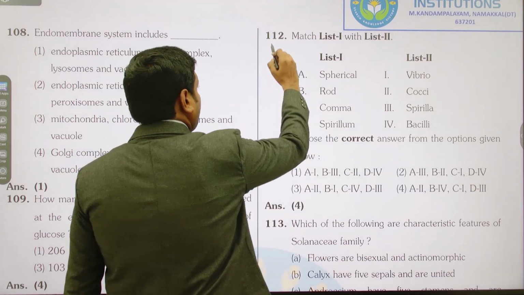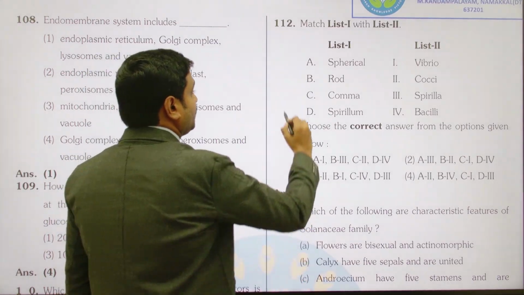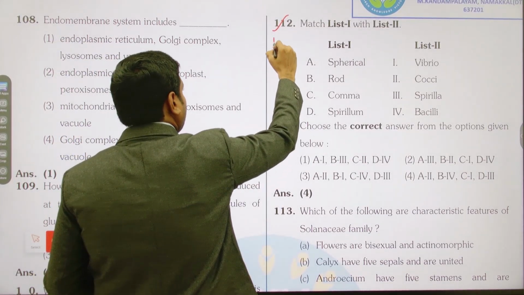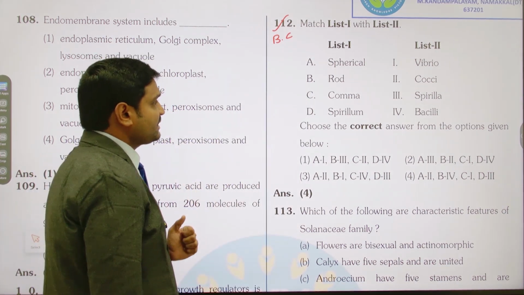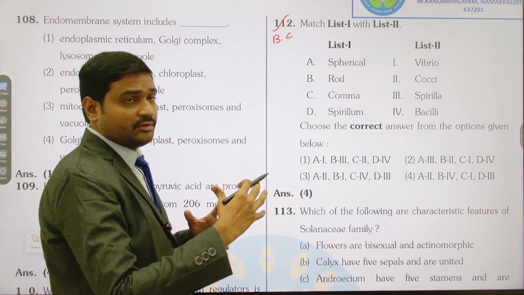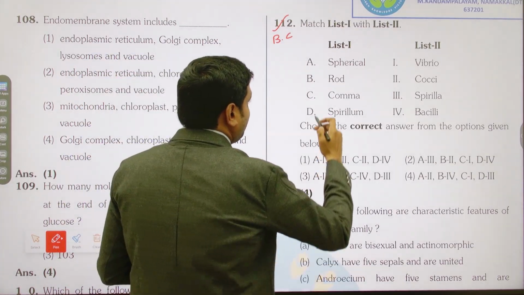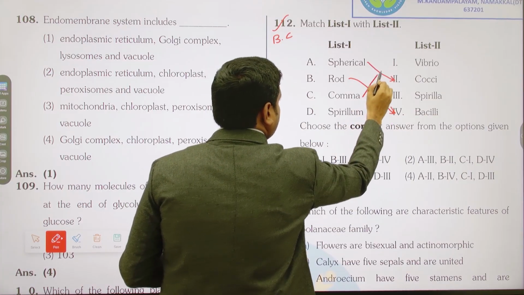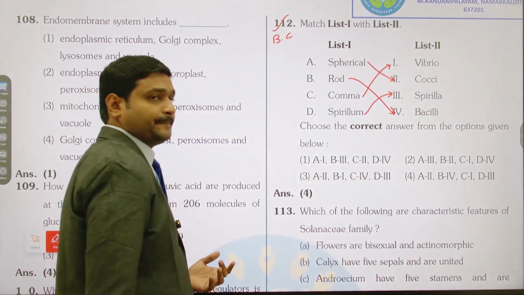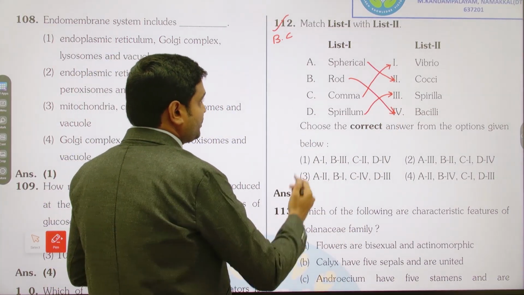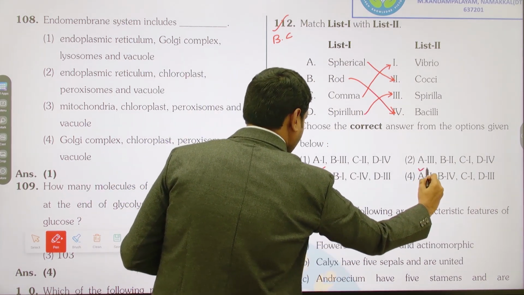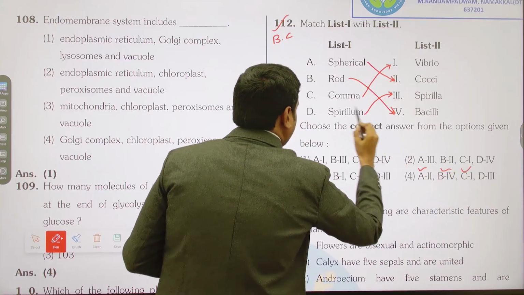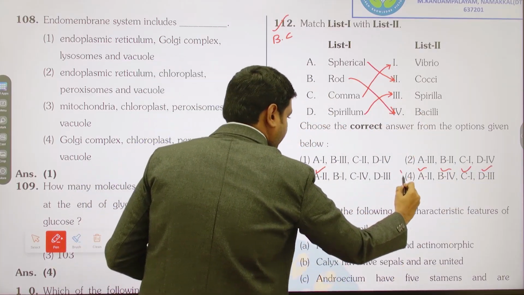Next, question number 112. If you observe question number 112, it's a matching question. It is a question from biological classification. In biological classification, bacteria are grouped into 4 groups on the basis of their shape. Spherical shaped cocci, rod shaped bacilli, comma shaped vibrio, spiral shaped spirilla. So whatever the option, A2, B4, comma shaped C1, and spiral shaped D3. So absolutely option 4 is the correct option.